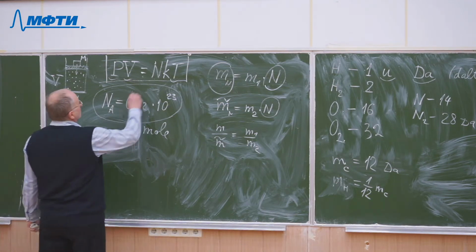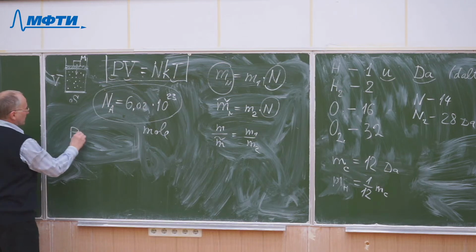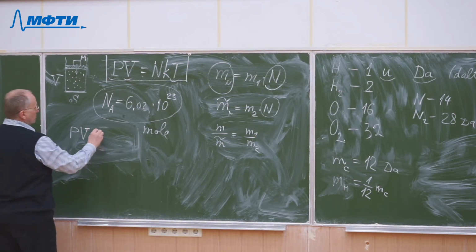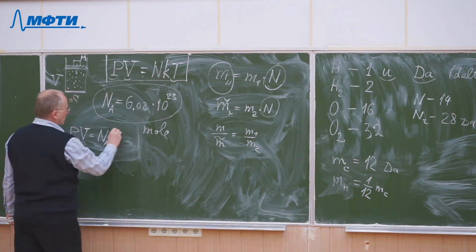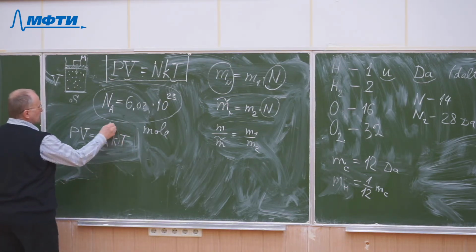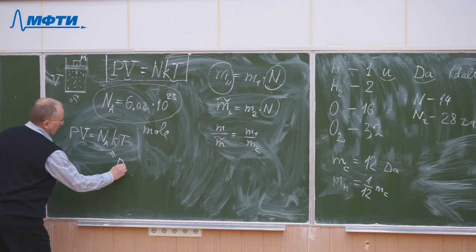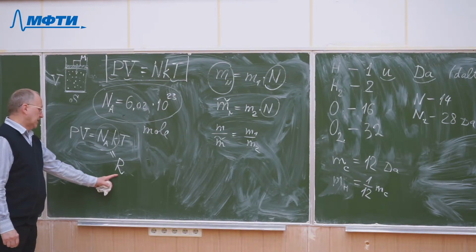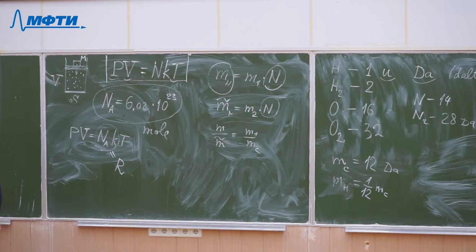So if we substitute the Avogadro number here, it means that if we take 1 mole of ideal gas, then we will have the Avogadro number times the Boltzmann constant times the absolute temperature. And this combination of the Avogadro number and the Boltzmann constant is called the universal gas constant, and is usually denoted by R.